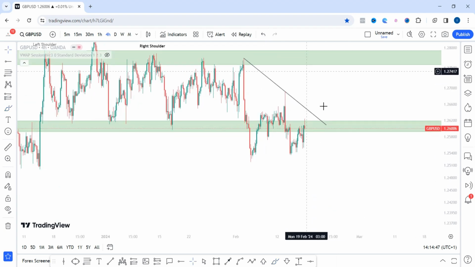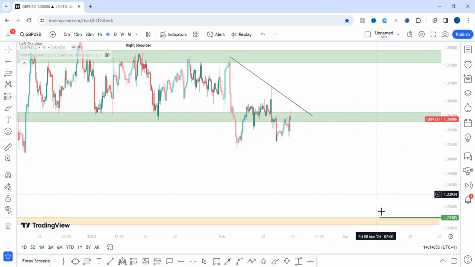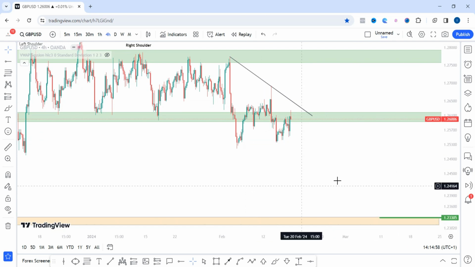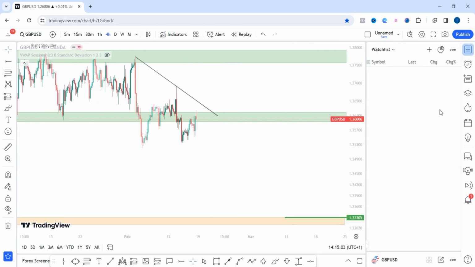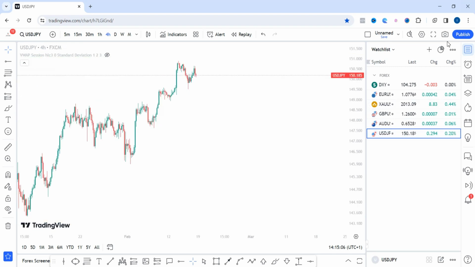So if we see a solid rejection of this zone, right, maybe a bearish engulfing candle, that would be a good time to sell to at least the downside as the overall target. Of course, you take profit along the way and all of those good stuffs. All right, now the next on my list, let's look at USDJPY.